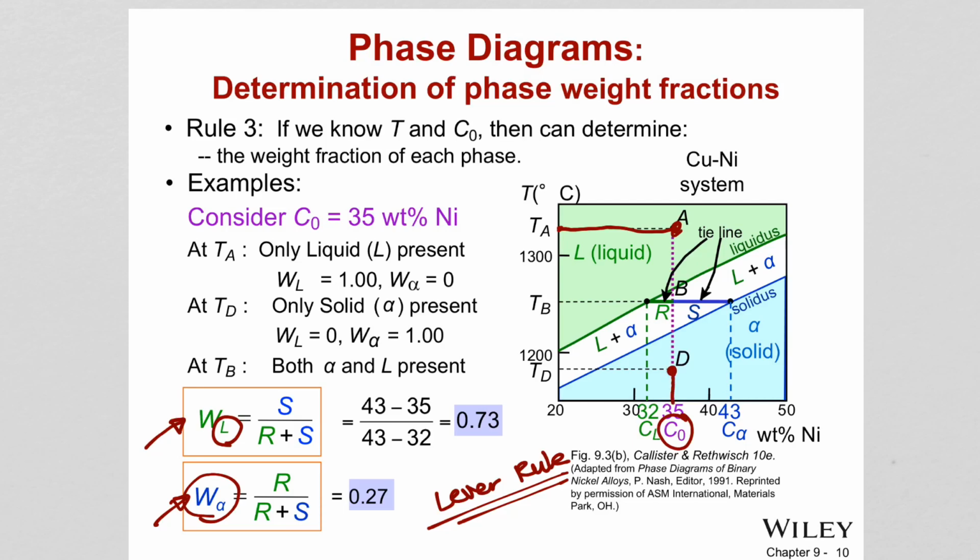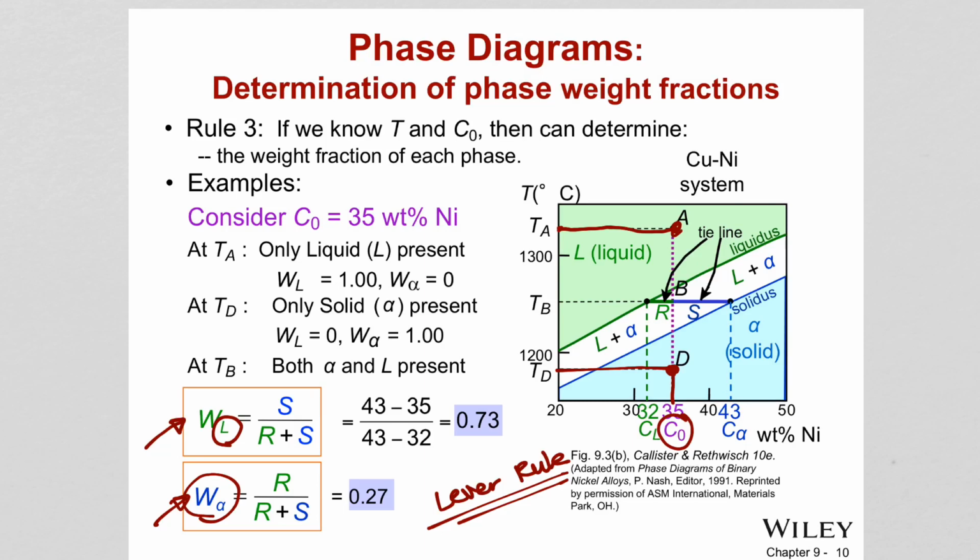The same composition, different temperature, corresponds to point D. At point D, we just have a solid, and the solid is the only phase present, meaning it is 100% solid, and the weight fraction is therefore 1. Okay, because we don't have any liquid phase.